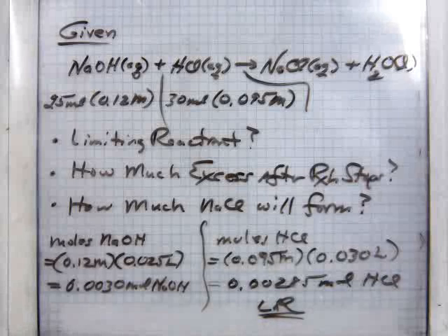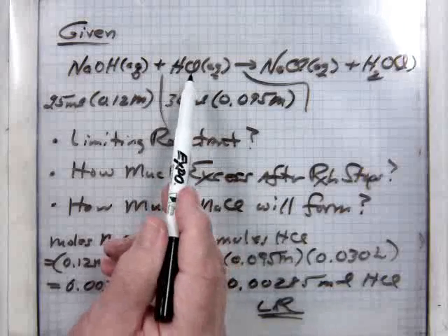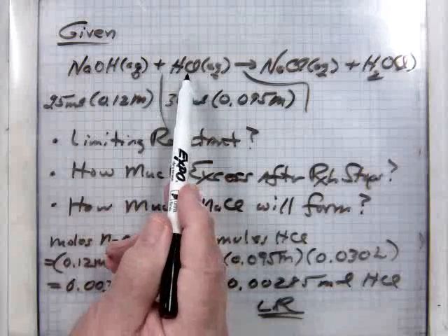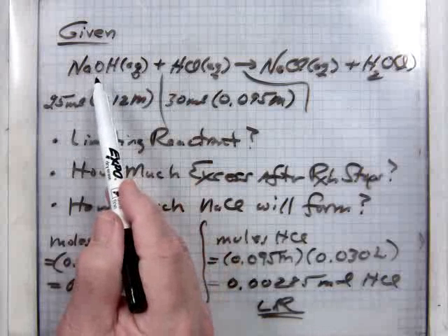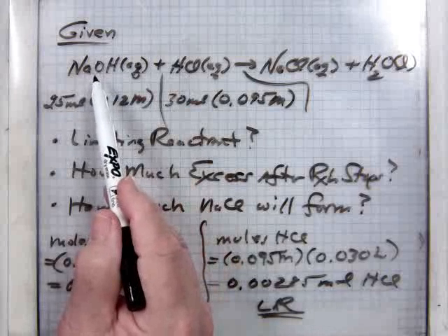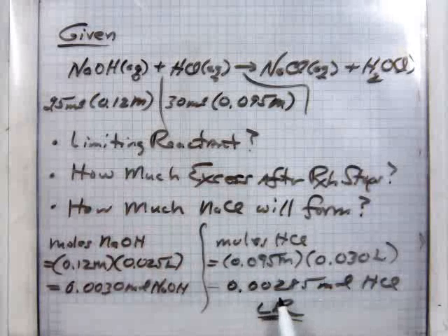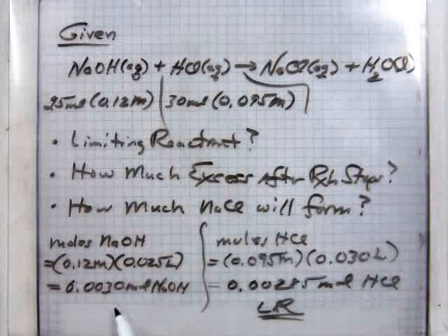Okay. Now, the reaction ratio is 1 to 1. So if I have 1 mole of hydrochloric acid, how many moles of sodium hydroxide am I going to use? 1. If I have 0.00285 mole of HCl as the limiting reagent, how much of this am I going to use? The same number, right?